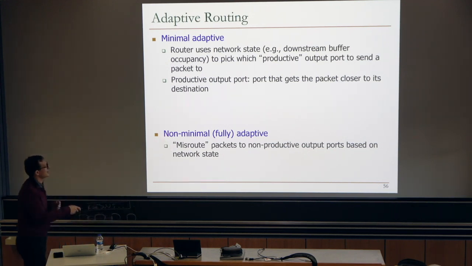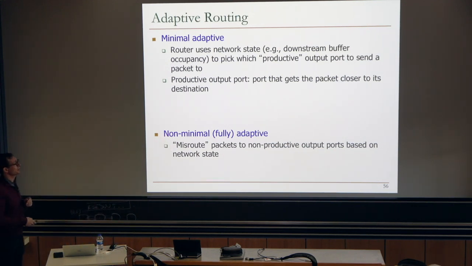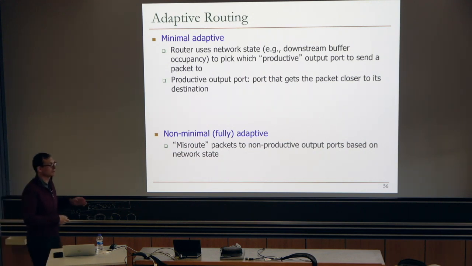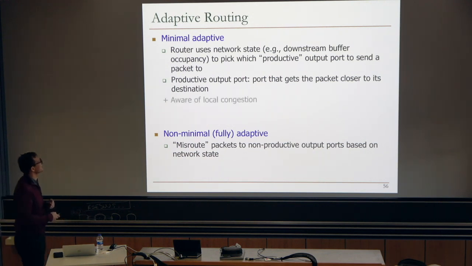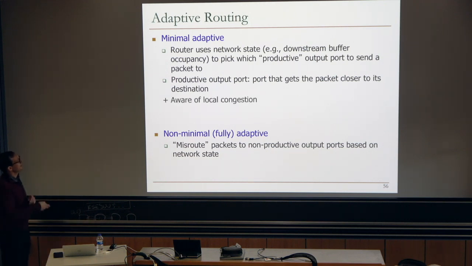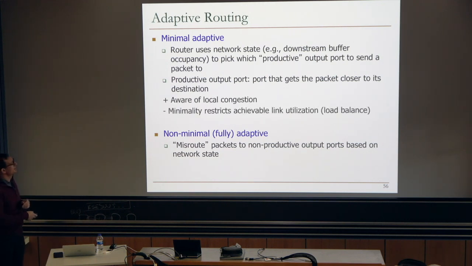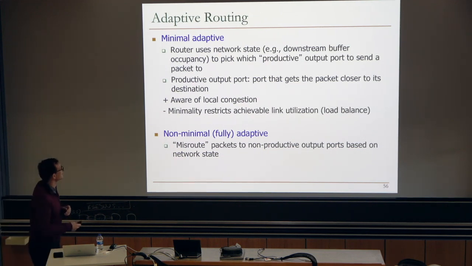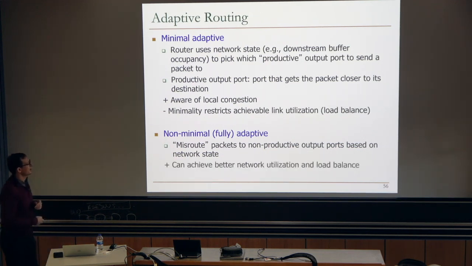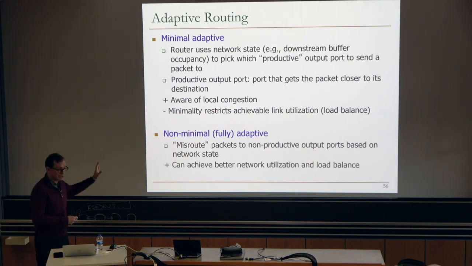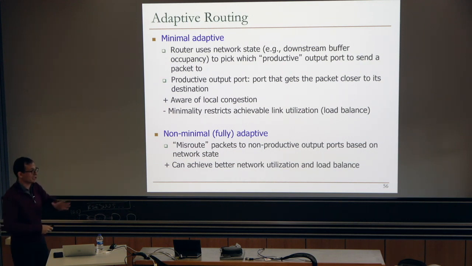Okay, basically it misroutes packets to non-productive output ports, because there could be many non-productive output ports actually, based on network state. So this is minimal adaptive, aware of local congestion, but minimality restricts achievable link utilization, basically load balance in the end. Whereas non-minimality enables much better network utilization and load balance. It sometimes can reduce latency also because it reduces the congestion in a very congested part of the network.